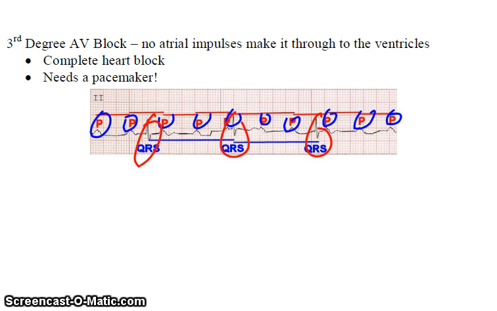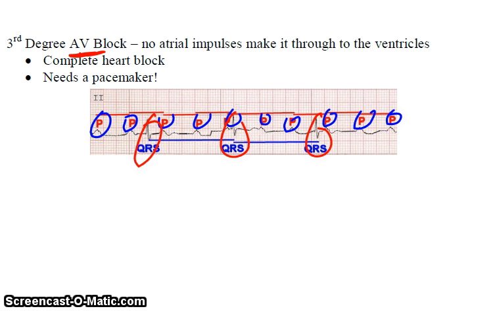The P waves are firing, or the atria are firing at their own rate, 60 beats per minute, let's say. But the ventricles, they're firing at their own rate, which is usually, I don't know, 40 beats per minute. It's a lot slower. The ventricles are contracting, they're just contracting much slower, and they aren't contracting because of the atria. They're not getting their impulses from the atria because it's completely blocked at the AV node.